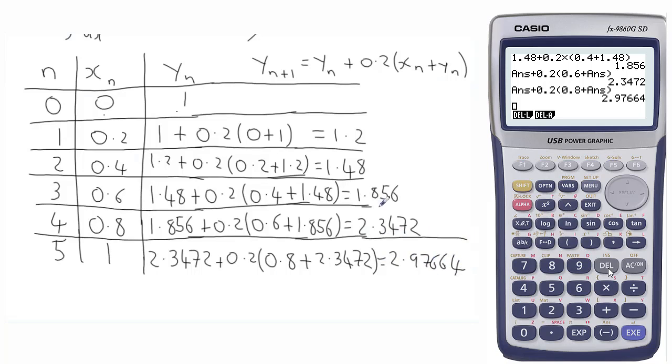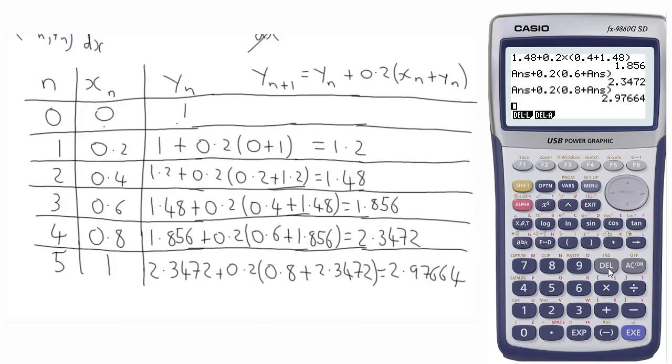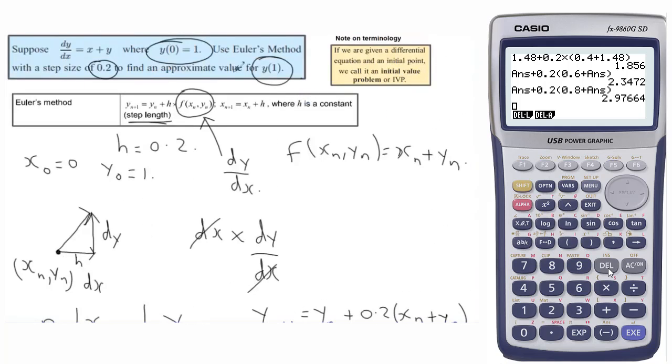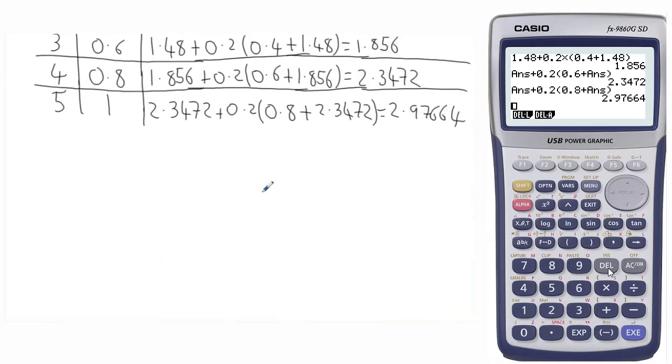Okay, so we can finish the table for the last time, just kept growing and growing. And our last number is the value of y when x equals 1. If I just remind you again, the question said find an approximate value for y1, so the value of y when x equals 1. So we'll just round it to three significant figures. So y1 is approximately equal to 2.98.